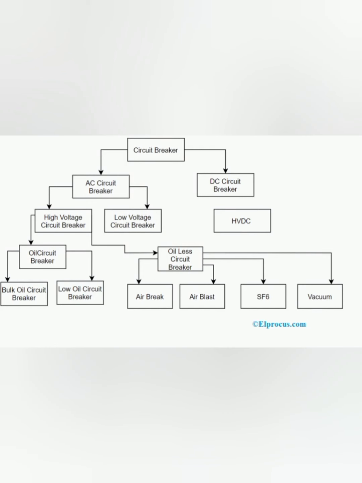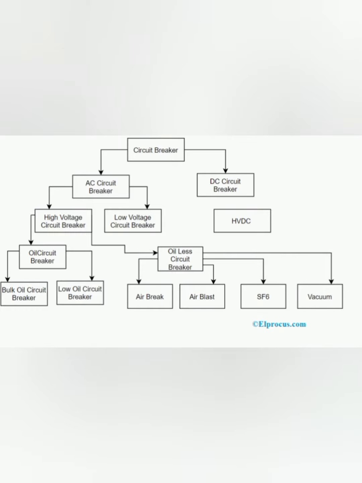Next, the basic types of breaker. The breaker is divided into AC and DC breakers. Normally, the AC breakers are commonly found in every substation. For a long distance substation, DC power is being used. So, in this DC power, which means DC line, we are using the DC circuit breakers. Now, the AC circuit breaker is further classified into high voltage and low voltage.